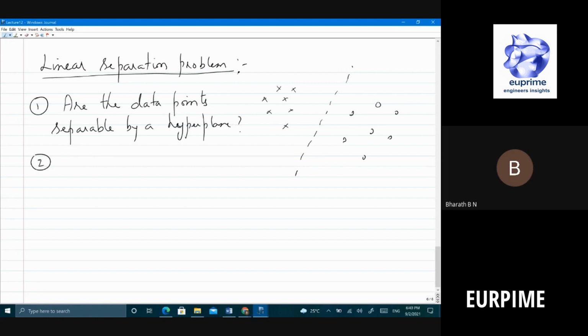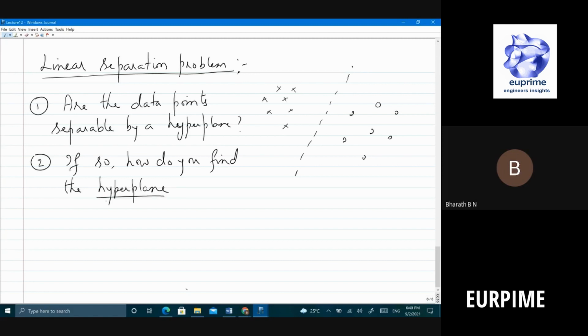What is the next question? If the answer to the first question is yes, then how do you find that hyperplane? Well, in the first class itself, I came up with a problem which is straightforward, intuitive, but that's not how you pose the problem. I looked at indicator functions as losses, and then we pose this problem as a minimization of losses with respect to the parameters of your hyperplane. Find the hyperplane.